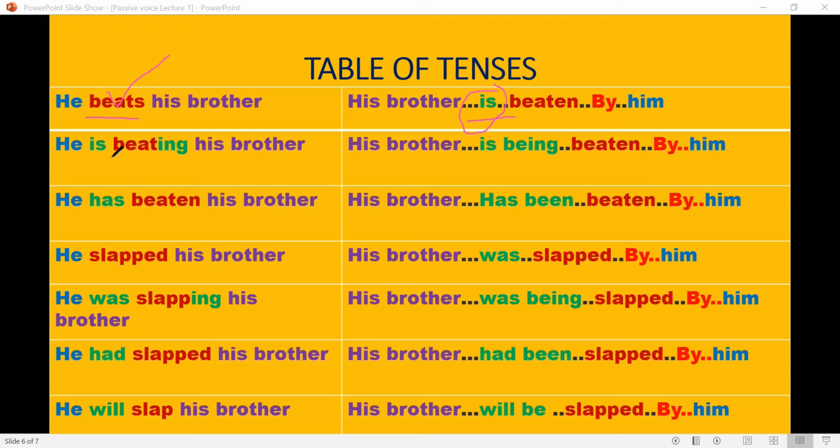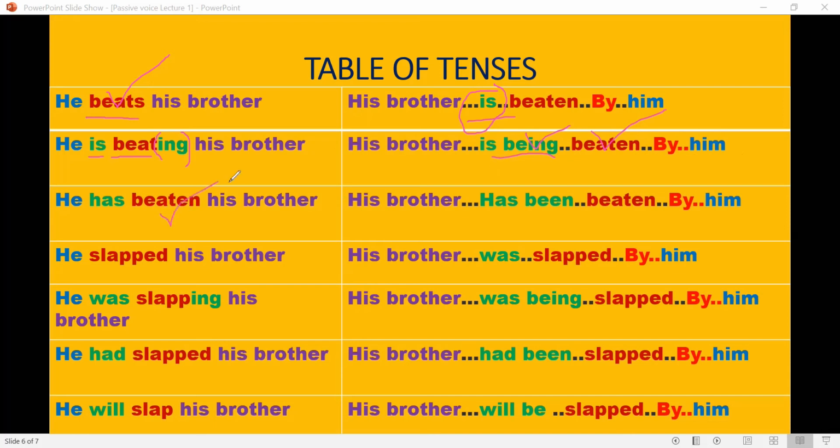Now, this beat, we have converted into third form. How will we come to know that this is passive voice of present continuous tense? From this be plus ing. This ing has been converted into being. We add be with ing to make it being. Is remains the same. So his brother is being beaten by him. Is being is telling us that this is a passive voice of present continuous tense.